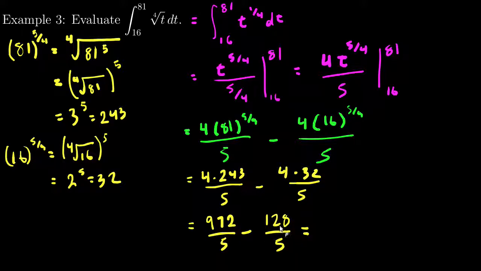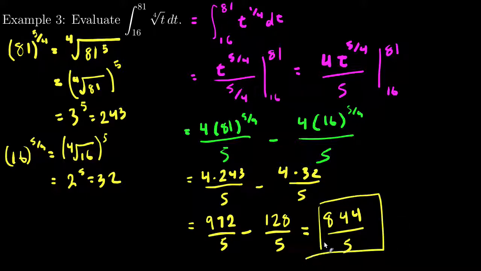And hopefully I don't mess this up on the last part, so subtracting, I should get 972 minus 128 gives me 844 over 5. Let me double check if I add this on. I get 5, 7. Yep, looks good to me. And that does not reduce, because reducing with a 5 is very easy.